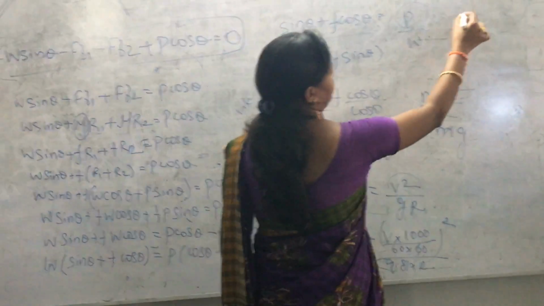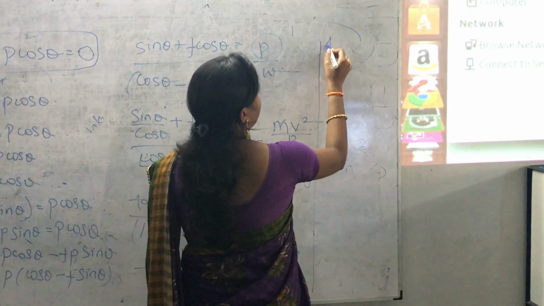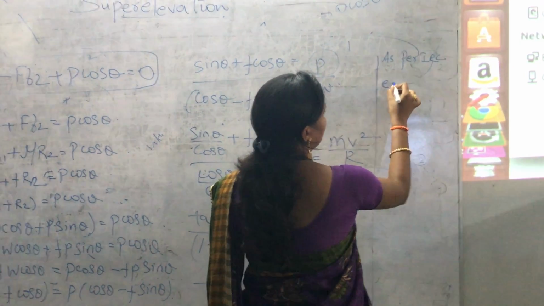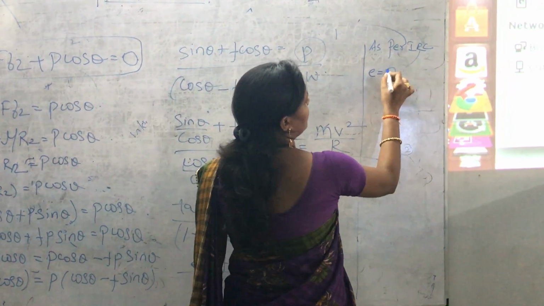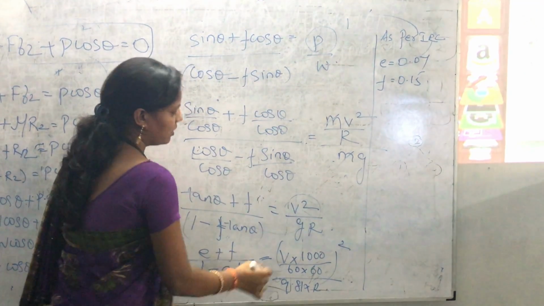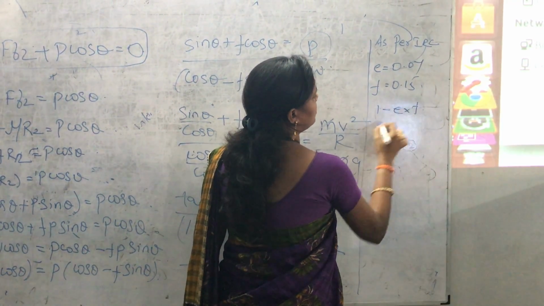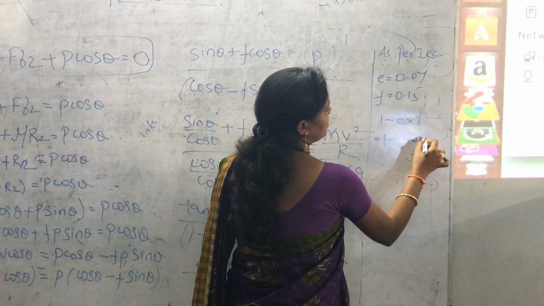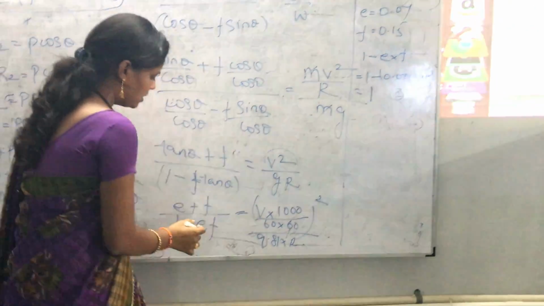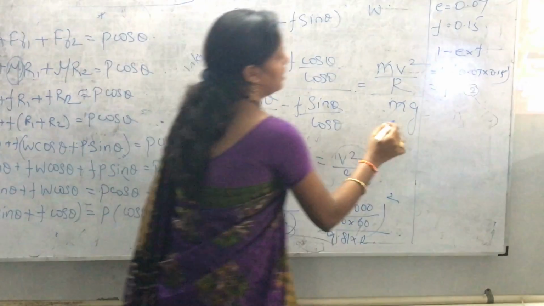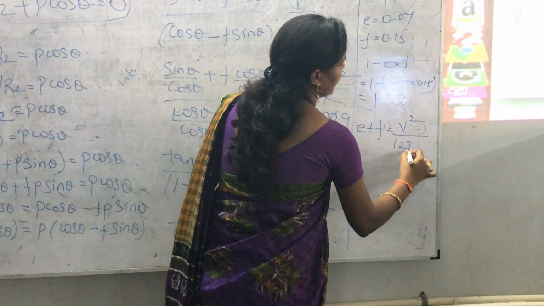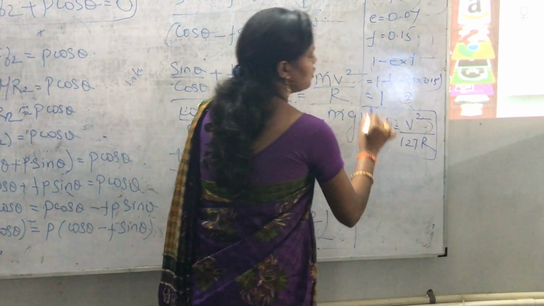As per IRC, the code which is used for roads, the maximum limit of superelevation is 0.07 and the friction is 0.15. Substitute these values here: 1 minus e into f is equal to 1 minus 0.07 into 0.15. If you calculate this term, you will get approximately 1, so this whole term becomes 1. The final formula we arrive at is e plus f equal to v square divided by 127 R. This is the expression for the superelevation.